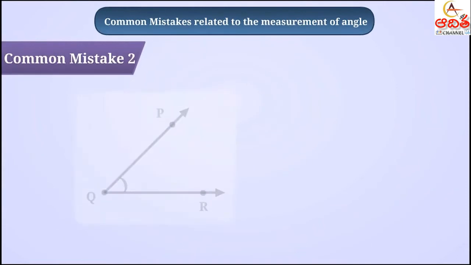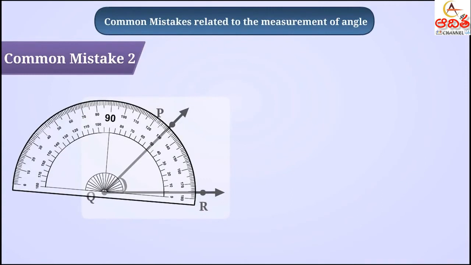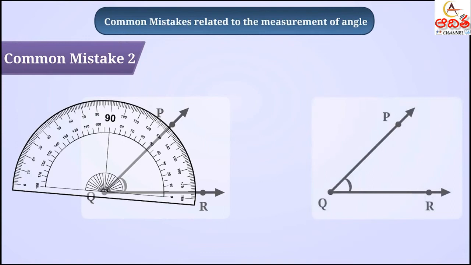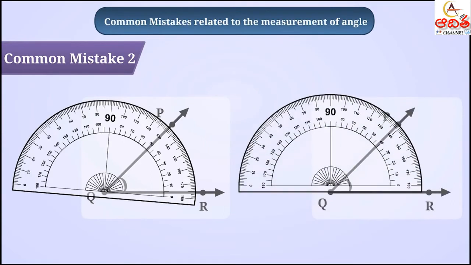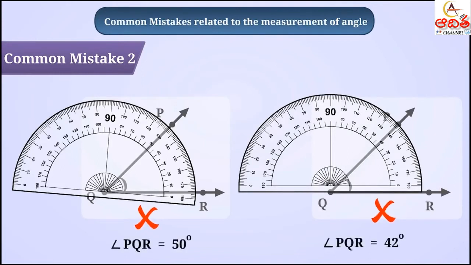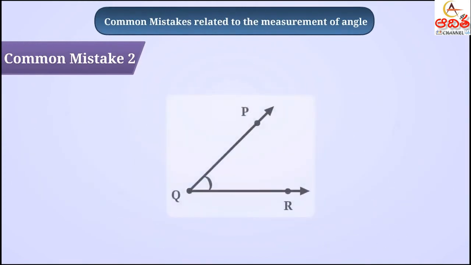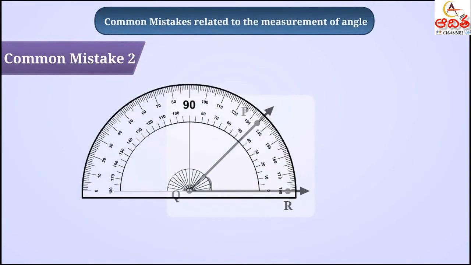Mistake number 2. Some students, while measuring the angle, keep the midpoint of the protractor on the vertex, but they forget to align the straight line on the protractor with the side of the angle properly. Some students, instead of aligning the line on protractor with the side of the angle, try to adjust the edges of the protractor, which is wrong. Therefore, remember that it is necessary to keep the line shown on the straight edge of the protractor with the midpoint properly. This gives an accurate measurement of the angle.